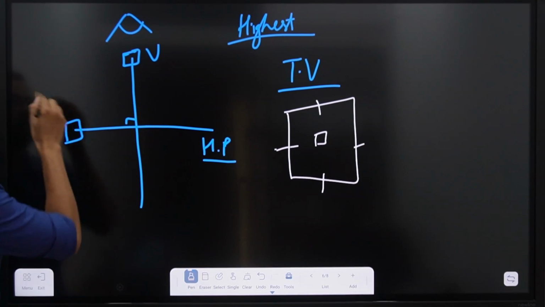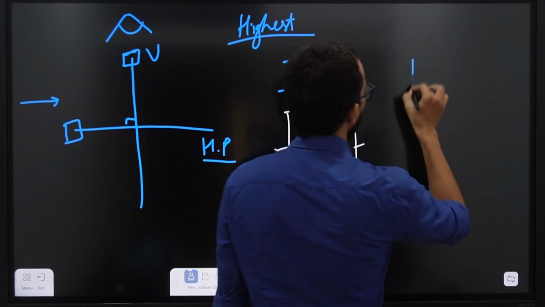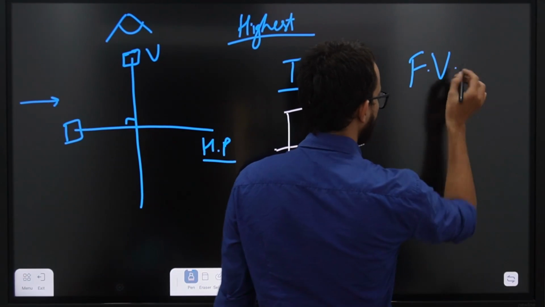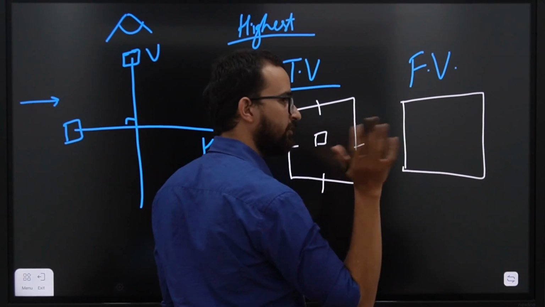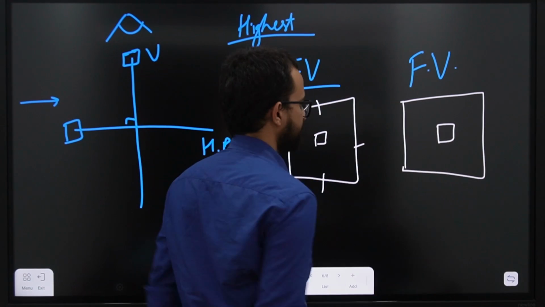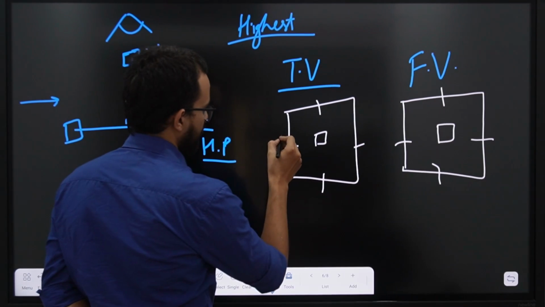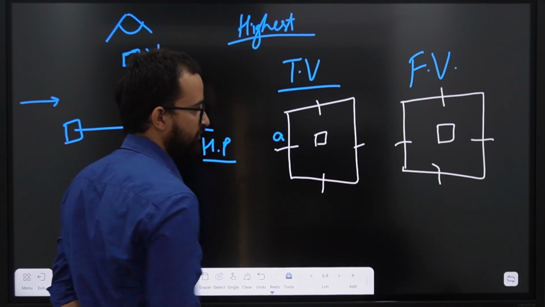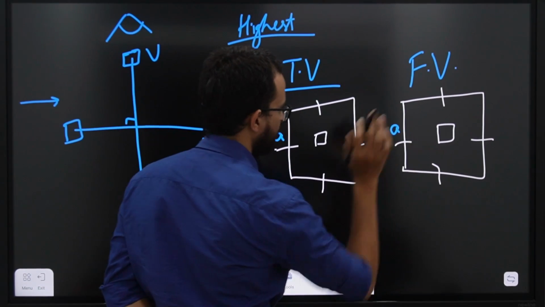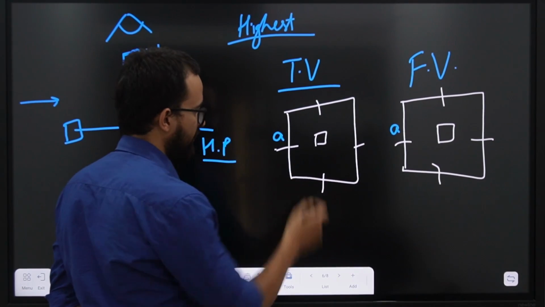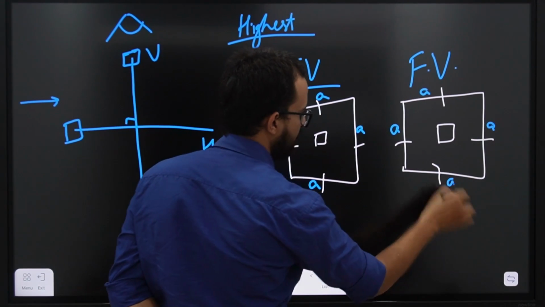If I look in this direction and call this the front view and I draw this front view, how will this look? This also will look like a square. Why? Again, because we are talking about a fourfold axis, right? This edge is shared between both the front view and the top view. So both of these are of the length A, and because this is a square, everything is of length A, and the same happens here.